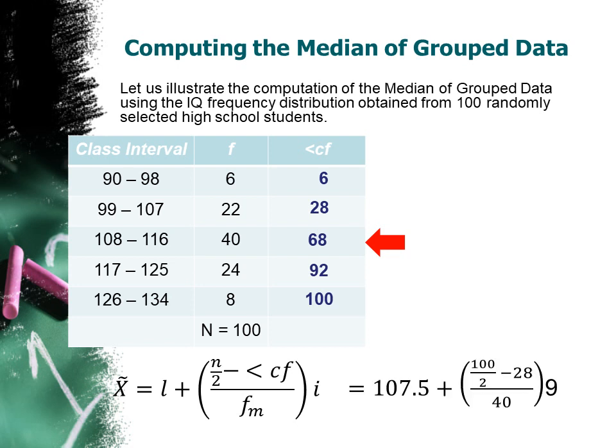So, let's calculate this. You substitute what was mentioned earlier: 107.5, 100 over 2, 28, the cumulative frequency of the class above the median class, 28, minus 40, divided by 40 again, times 9, the class size. Then, you will obtain 112.45. That is the median of the said group.